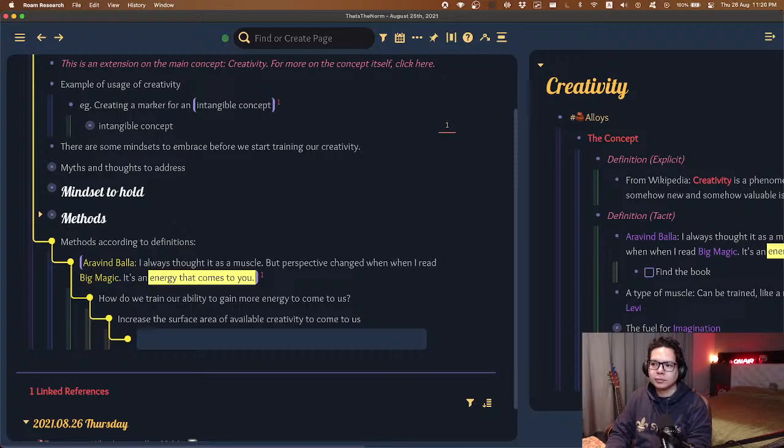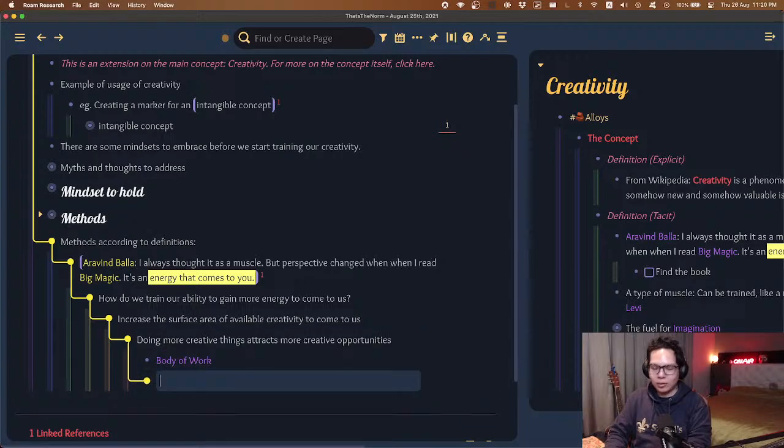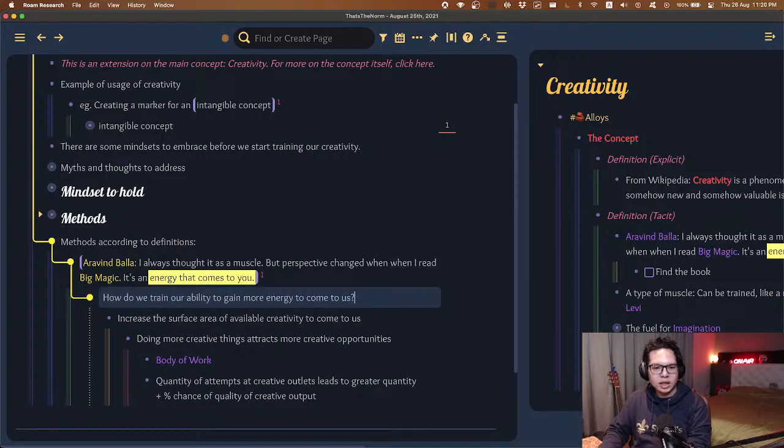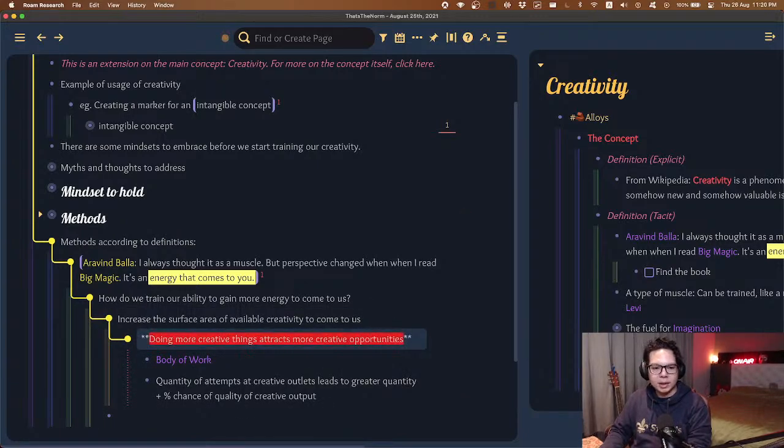This means something like doing more creative things attracts more creative opportunities. This is very, very body of work related. Me talking about body of work all the time, I would be so. But anyway, where quantity of attempts at creative outlets leads to greater quantity and quality, well, percentage chance of quality of creative output. I can see it being like that. So this is a method.